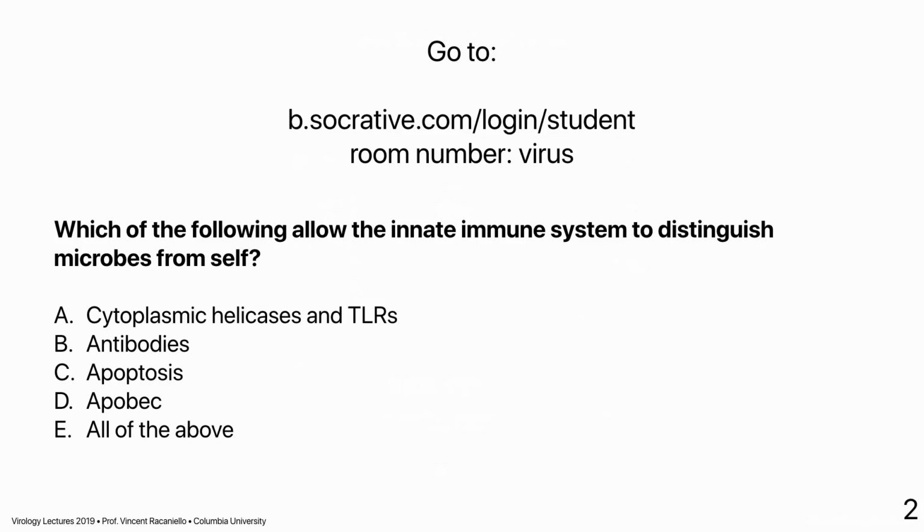Next question is, which of the following allow the innate immune system to distinguish microbes from self? Cytoplasmic helicases and toll-like receptors, antibodies, apoptosis, APOBEC, all of the above. So the answer is A, cytoplasmic helicases and TLRs. These allow the innate immune system to distinguish microbes from self. The toll-like receptors can distinguish viral proteins, viral nucleic acids, and the same with the helicases, generally just nucleic acids. None of the others are correct. Antibodies and apoptosis and APOBEC do not distinguish self from non-self.